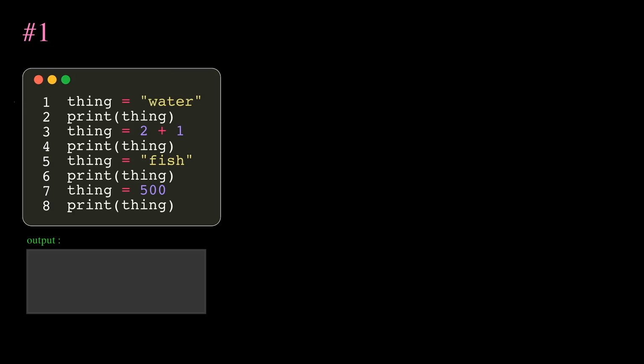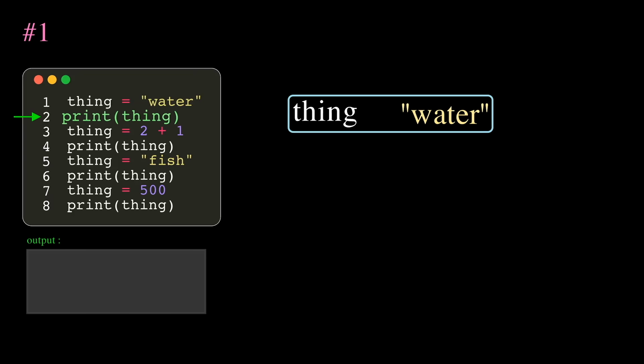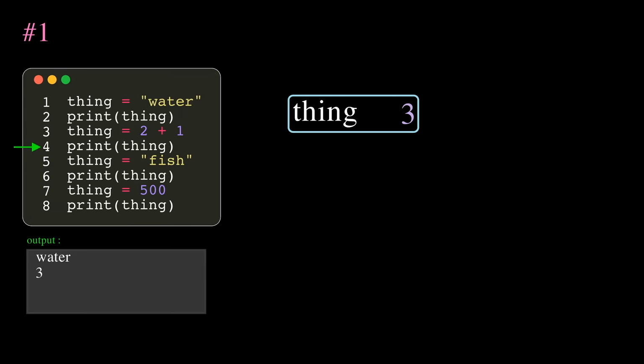Quiz number 1. You can go ahead and pause and ponder on this Python program. The answer here is pretty straightforward. The variable is initially assigned a string that says water, and then reassigned to the result of 2 plus 1, which is 3, reassigned again to the string fish, and then reassigned to the number 500.